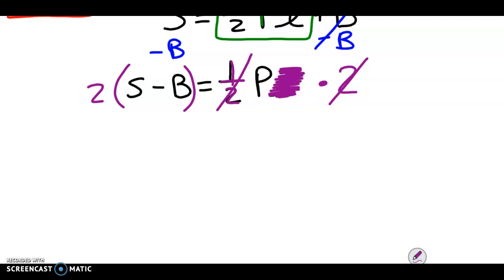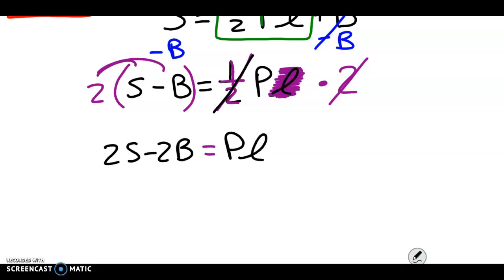It's going to be 2s minus 2b, right? When I distribute that 2 through, when I make sure that I multiply the entire left side by 2. Now that that's gone, I've still got this L under here. Okay? We only canceled out the 1/2. So now I've got 2s minus 2b equals p times L.